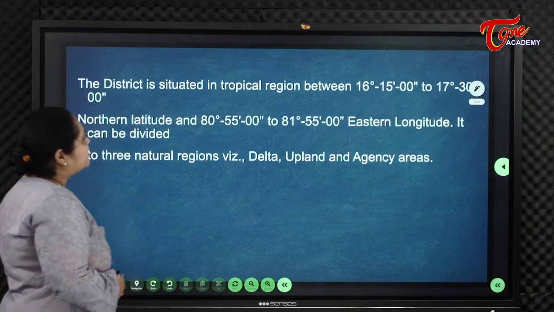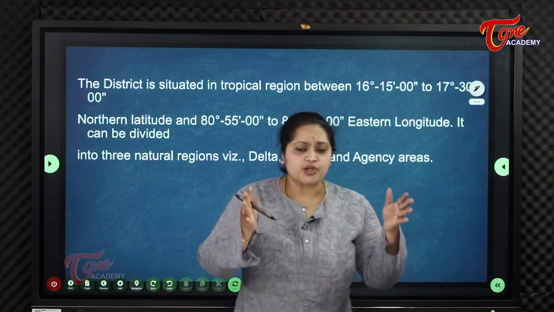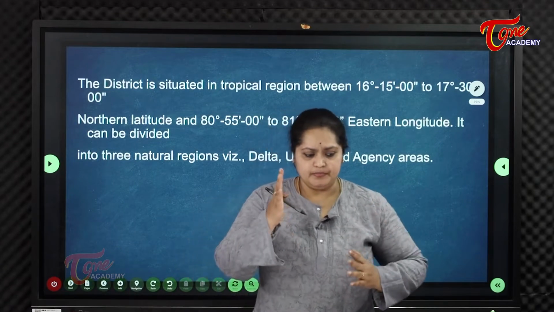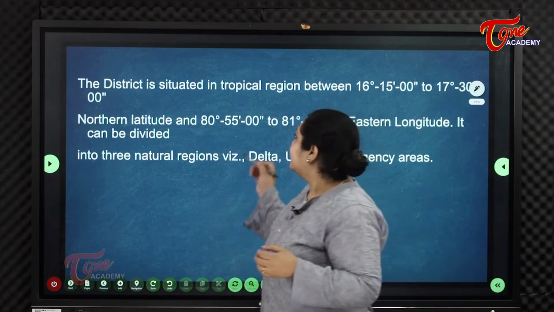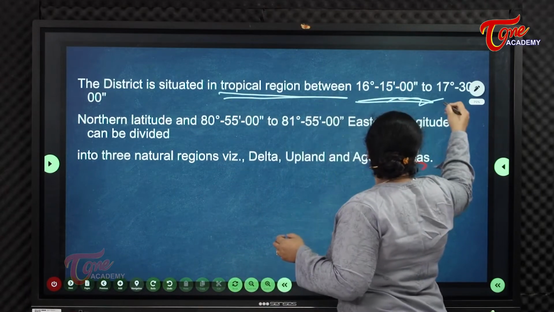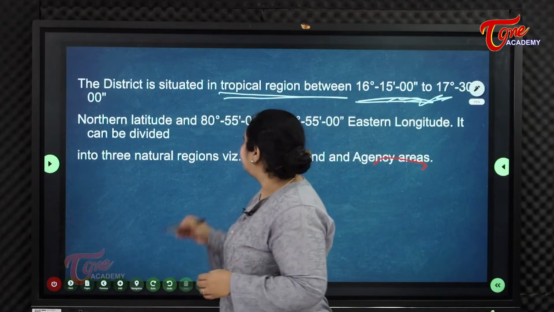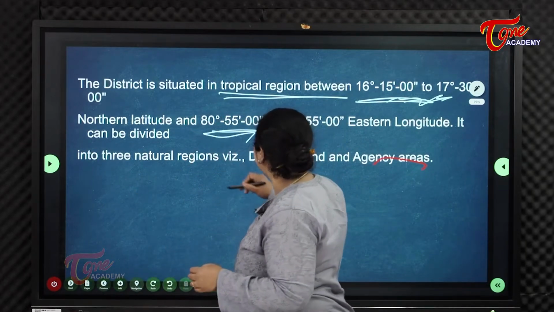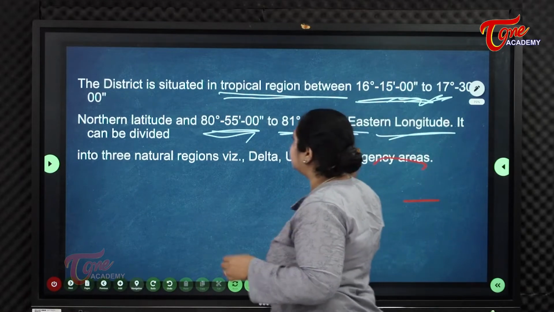The district is situated in the tropical region. As we know, Andhra Pradesh is a tropical state, and this district in particular is situated in the tropical region between 16 degrees 15 minutes to 17 degrees 30 minutes northern latitude and 80 degrees 55 minutes to 81 degrees 55 minutes eastern longitude.